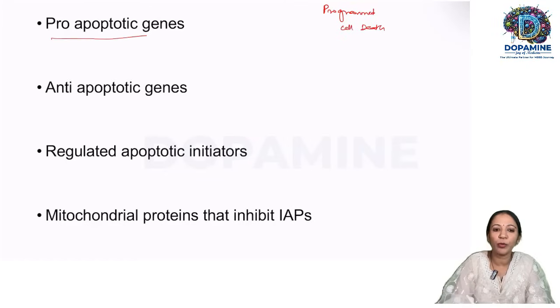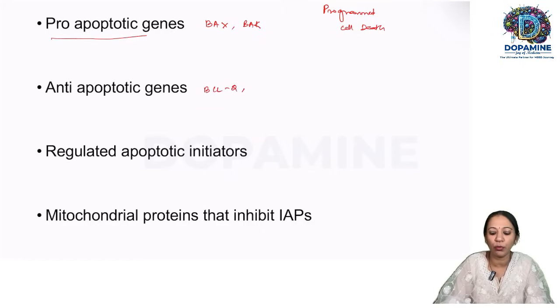So what are the pro-apoptotic genes, which is BAK. So what are the three anti-apoptotic genes so far we are aware of, which is BCL2, which is a classic gene involved in follicular lymphoma, then BCL-XL, then we have MCL1. So these are the anti-apoptotic genes.